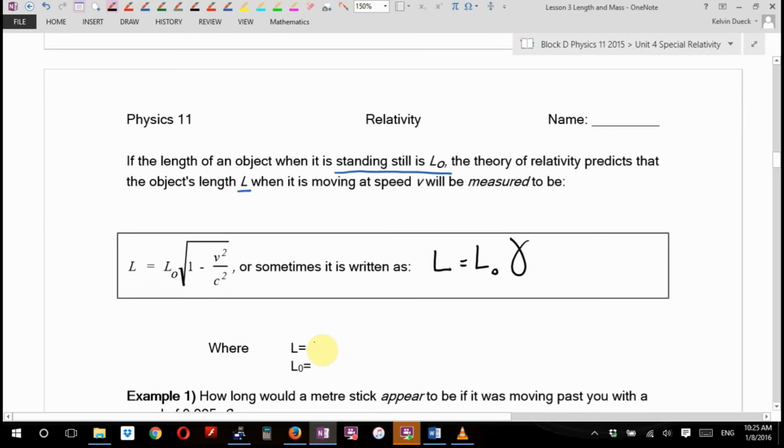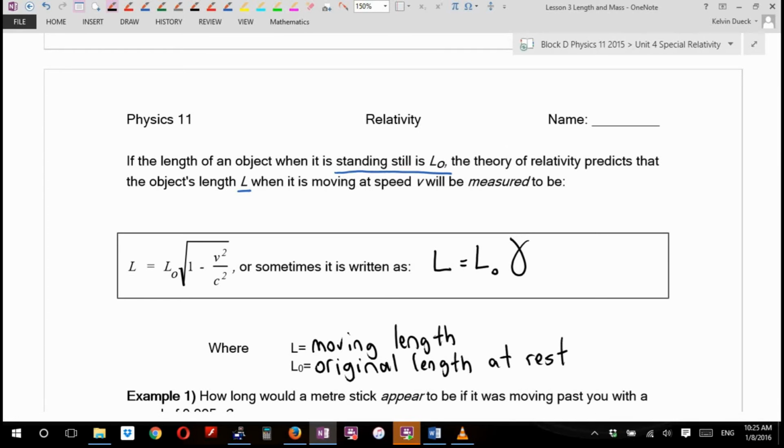So L is the moving length, and L0 is the original length at rest. By the way, if you're at rest, what's your speed? 0. I use all of this to remember that L0 is the length at speed 0. L0 is the original length. Whatever works for you.